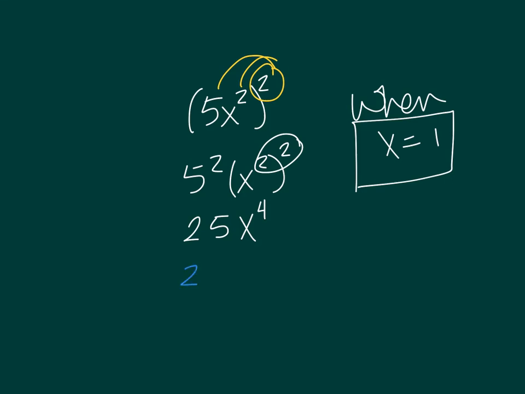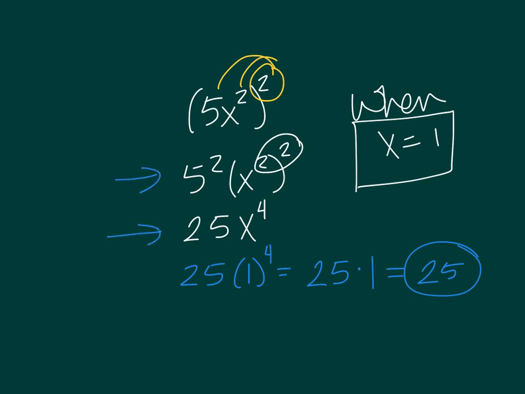And now we can bring in that x equals 1. So we have 25, plug in 1 for x, and then we get 25 times 1 to the 4th. I'm doing PEMDAS, right? Exponents first. 1 to the 4th is just 1. And we can multiply those and we get 25. All right, so to evaluate, do some simplifying, simplify, and then plug in the 1.